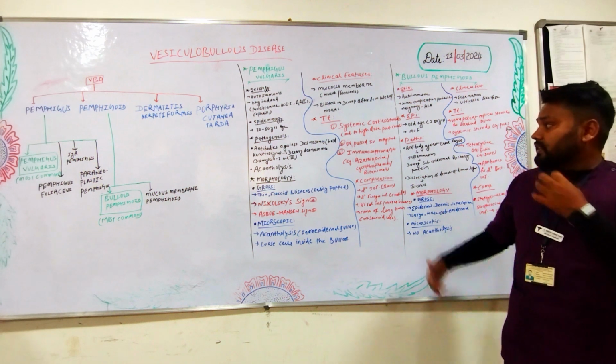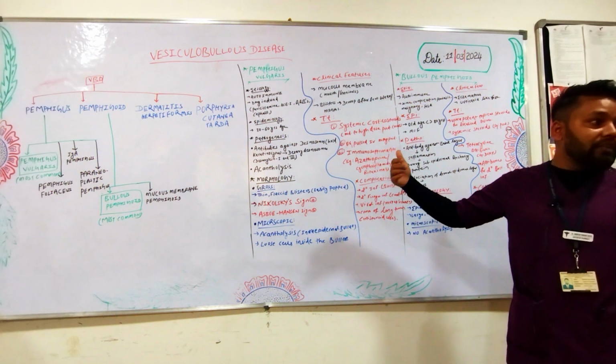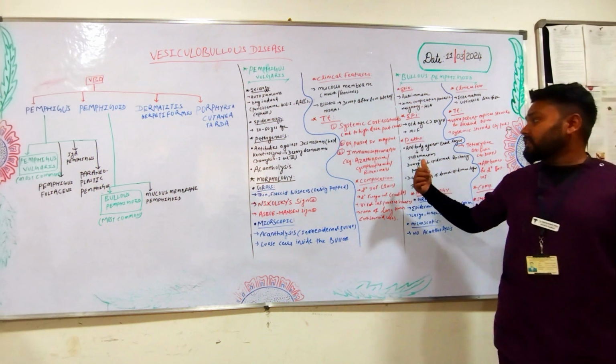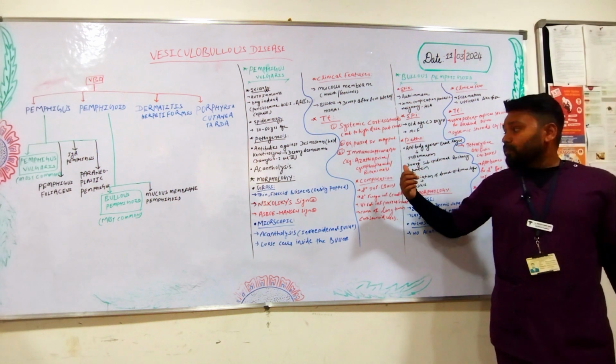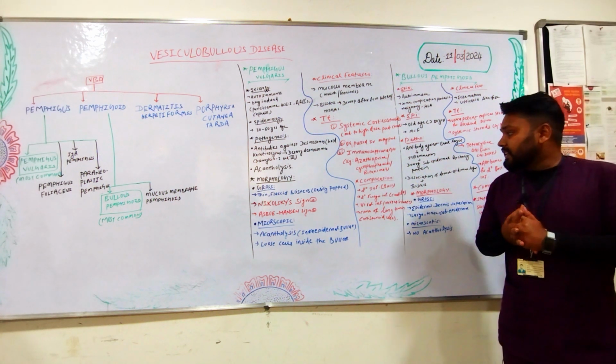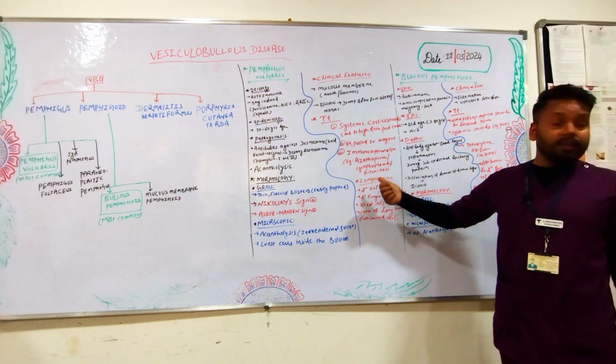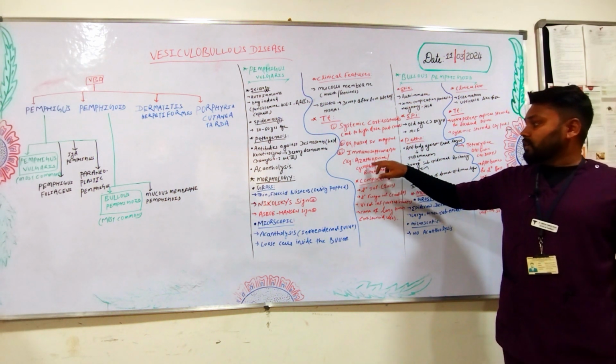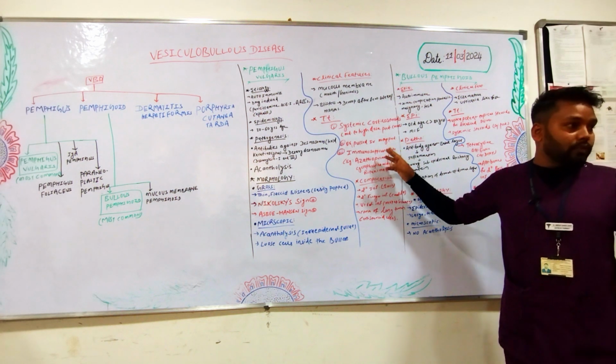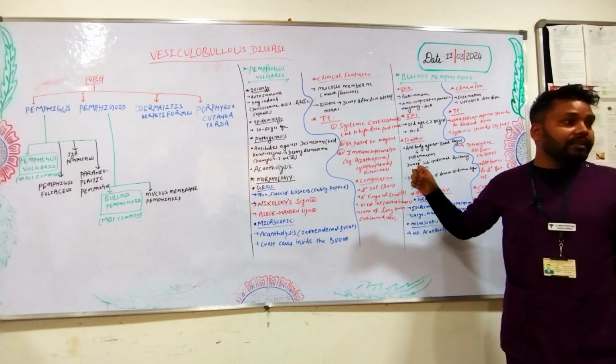And then immunosuppressants. Obviously, this is an autoimmune disease, so we are giving immunosuppressants. So what are the immunosuppressants we can give? Azathioprine, cyclophosphamide, and then rituximab. So this is the most expensive here, so we mostly prefer azathioprine. When I was in OPD, I used to see that doctors used to give azathioprine.